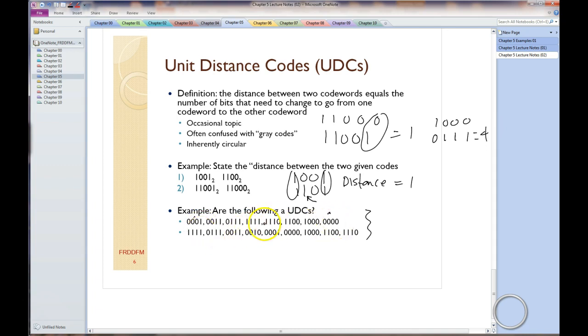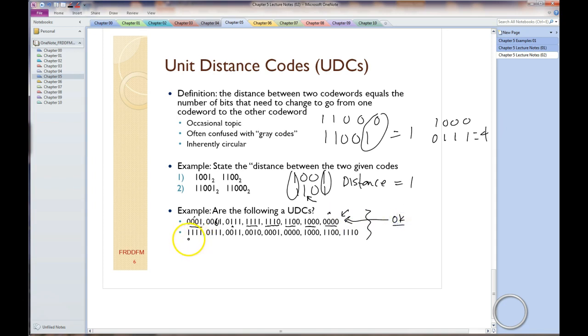So let's look at these 2 codes here. Once again, they're circular. This is the first code word, this is the last code word, and the code word after the last code word is going to be the first code word again. I need to look at these going from code to code and make sure only 1 bit changes, and that's going to tell me it's a unit distance code. So 0, 1, that's good. Only this bit changed, and only this bit changed. Looking good. Only 1 bit is changing at a time. The distance between all these code words is just 1. So this is an actual unit distance code.